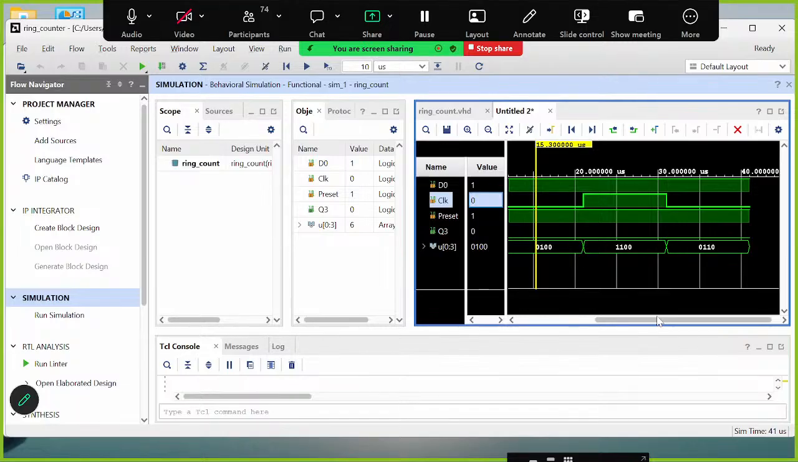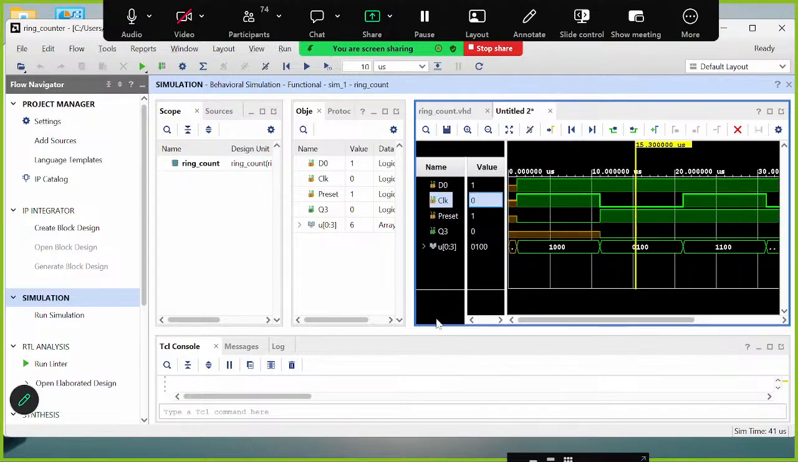Okay, why is it happening? We need to change the logic. There is some error in the logic. We can see the U is updating at every clock cycle. It is updating over here also. When preset is 0, that is fine. It should update this value. But it should not be updated at this point. It should remain same.